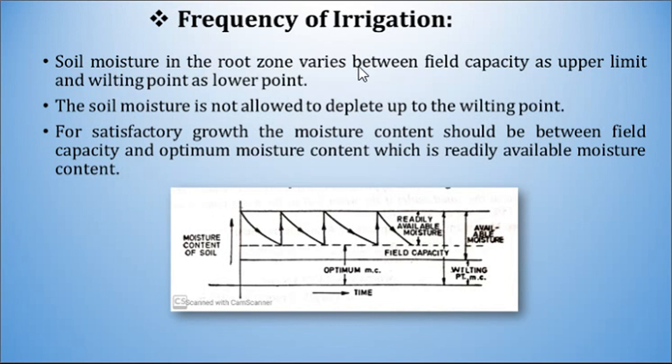So soil moisture in the root zone varies between field capacity as the upper limit and wilting point as the lower limit. The soil moisture is not allowed to deplete up to the wilting point. For satisfactory growth, the moisture content should be between the field capacity and optimum moisture content. So you have to ensure for satisfactory growth of the plant, the moisture content should be between the field capacity and the optimum moisture content. So this zone is important, which is the readily available moisture content. This is the readily available moisture content to the plants.